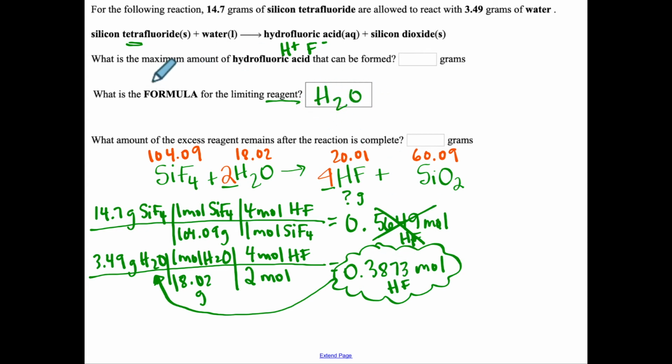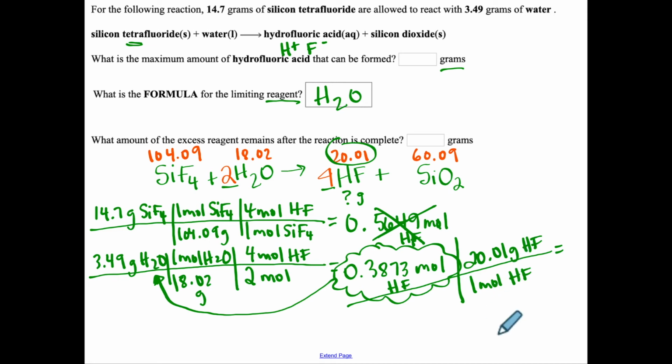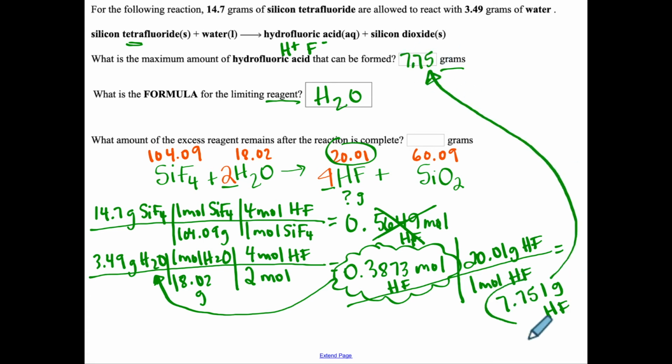Now, the first question says, what is the maximum amount of hydrofluoric acid that can be formed, and asks for grams. So we have to convert this number to grams. So we're going to say 1 mole of HF is equal to 20.01 grams of hydrofluoric acid, and we will take 0.3873 times 20.01, and we will get 7.751 grams of HF is how much we could produce. So that's our second answer.